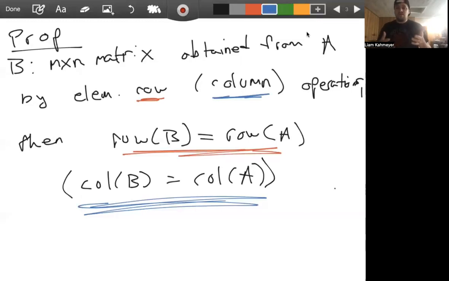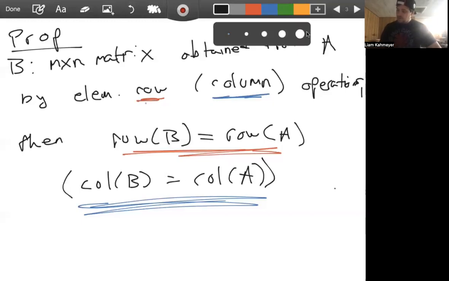There's no guarantee that if you do column operations, your row space is preserved. So I want to mention that this is purely respectively. If you do row operations, the row space is conserved. If you do column operations, the column space is preserved. And we have another proposition here. That's an important property.